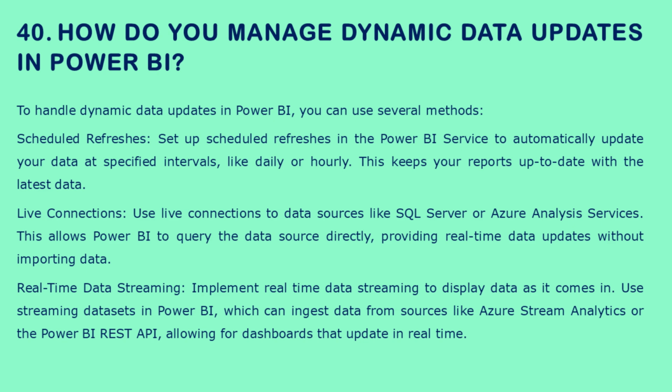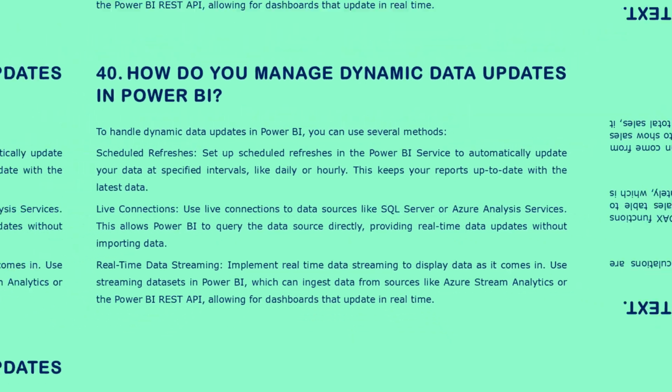Live connections. Use live connections to data sources like SQL Server or Azure Analysis Services. This allows Power BI to query the data source directly, providing real-time data updates without importing data. Real-time data streaming. Implement real-time data streaming to display data as it comes in. Use streaming datasets in Power BI, which can ingest data from sources like Azure Stream Analytics or the Power BI REST API, allowing for dashboards that update in real time.